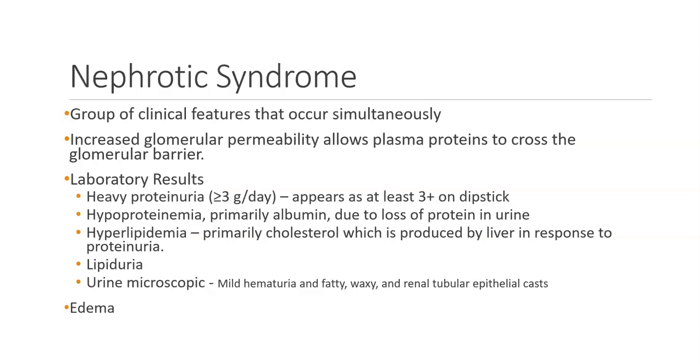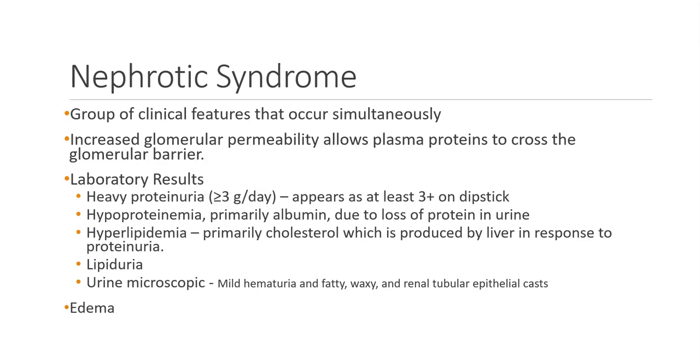Nephrotic syndrome is a group of clinical features that occur simultaneously, and unfortunately this is caused by increased glomerular permeability that allows plasma proteins to cross the glomerular barrier. They should be retained, reabsorbed by the body. The laboratory results that are indicative of nephrotic syndrome include heavy proteinuria, greater than or equal to 3 grams per day, and this appears as at least a 3+ or higher on the dipstick.